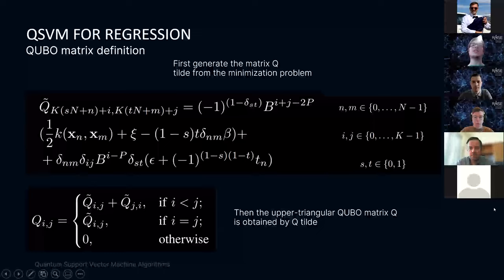So for each index assignment, I can calculate this value with this formula. And now, also with a nested for cycle, I can calculate each element of this Q tilde matrix. Once I have calculated this Q tilde, I turn it into this matrix Q, which is an upper triangular matrix, by applying this very simple rule. And this upper triangular matrix Q is the final matrix of the QUBO problem that is needed to solve the problem, which I now feed to the annealer, let's say.